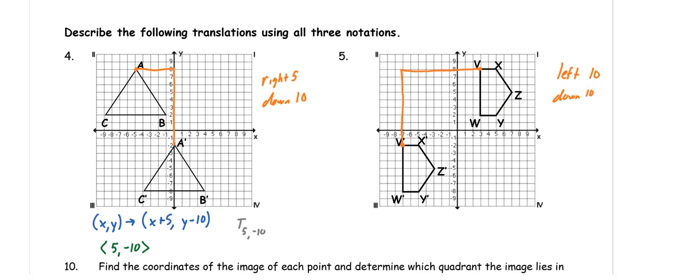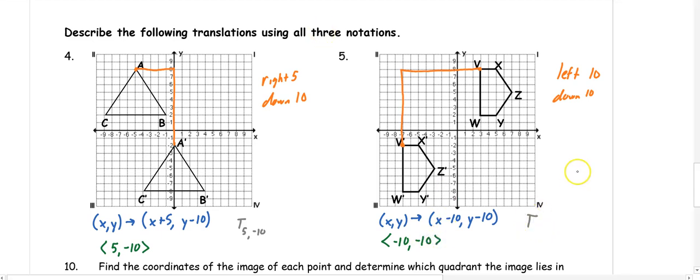So I can write my translation notation. Coordinate notation is (x, y) goes to (x minus 10, y minus 10). Both of them are minus 10 because we went left and down. Vector notation, I would have my arrow vectors, negative 10, negative 10. And for translating T with a negative 10, comma, negative 10.